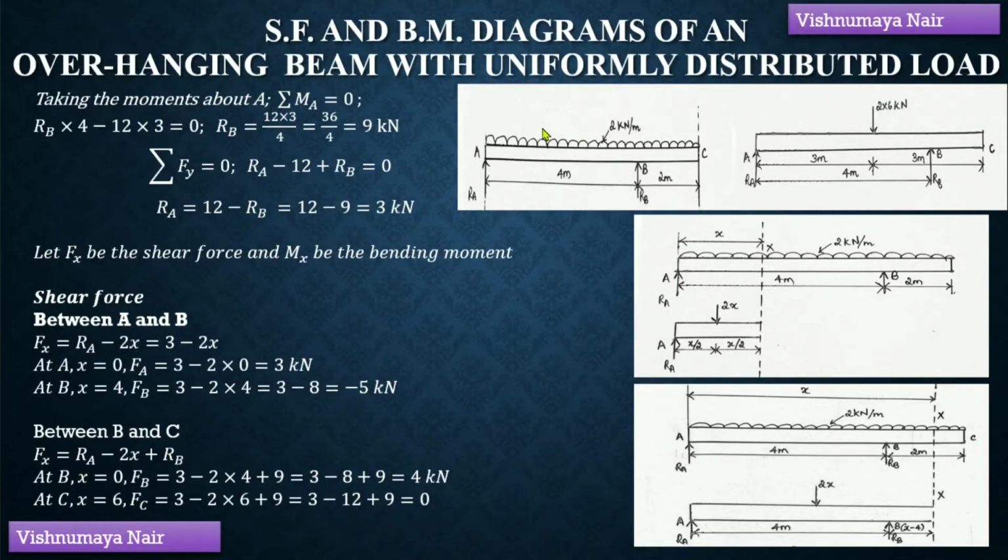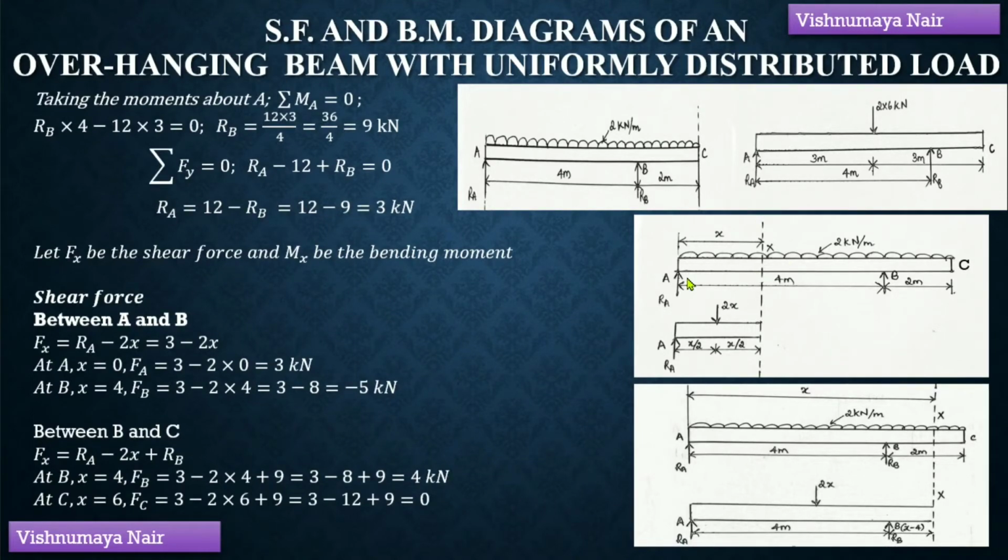And we know that for a UDL, shear force varies according to straight line law. You can see from this equation that shear force is a function of the distance x. That is, it is proportional to the distance of the section from the end A. So, it follows a straight line law. And at the end A, shear force is 3 kilonewton, and at the point B, shear force is minus 5 kilonewton. So, we can understand that somewhere between these 2 points, shear force becomes 0 when it changes its sign from positive to negative.